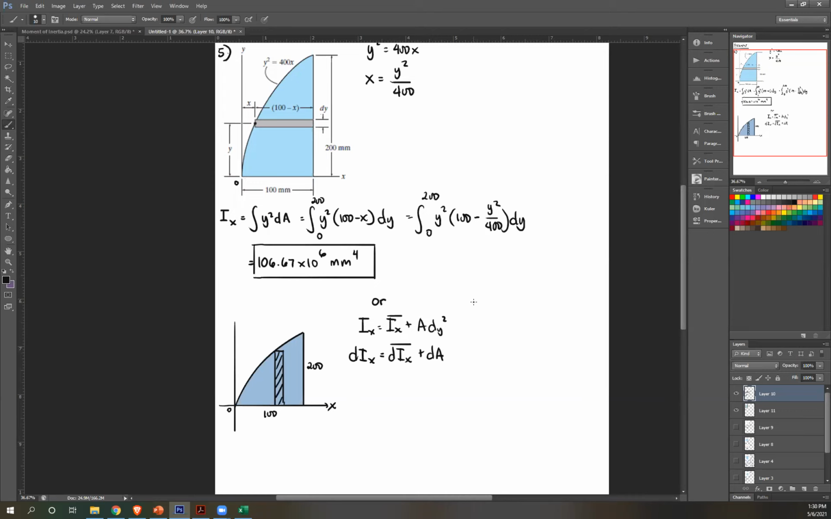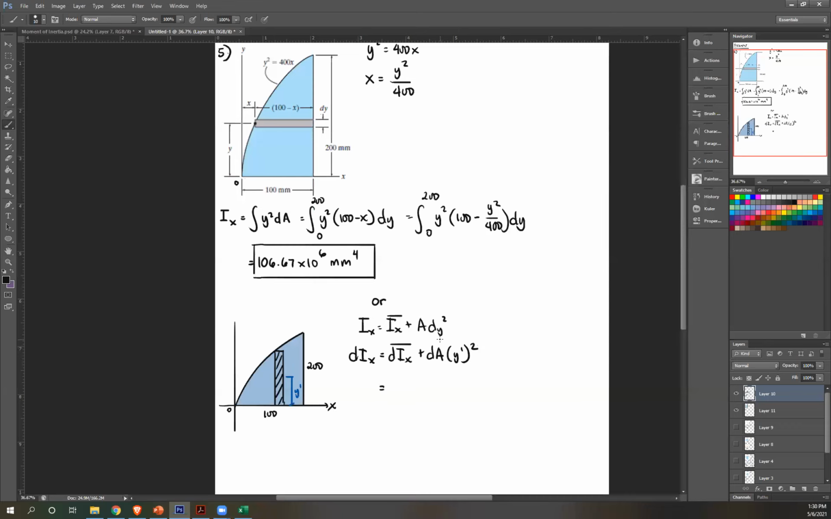Okay, and then dy squared. So that it's not confusing, let's call dy y prime. Okay, this is y prime, the distance of your portion of an element to your x-axis. So dA times y prime squared. Okay, now let's just solve.